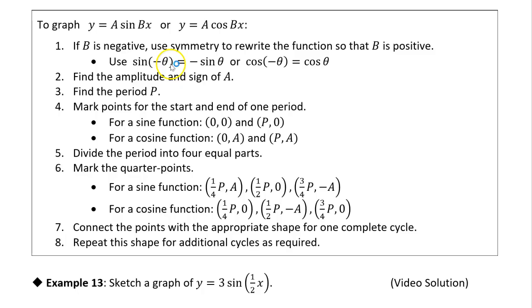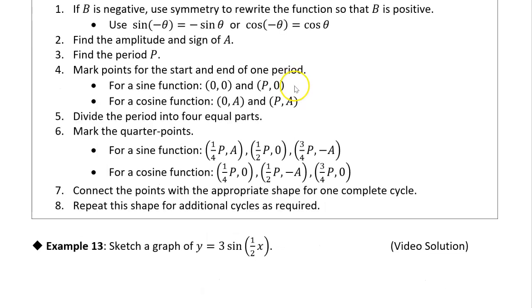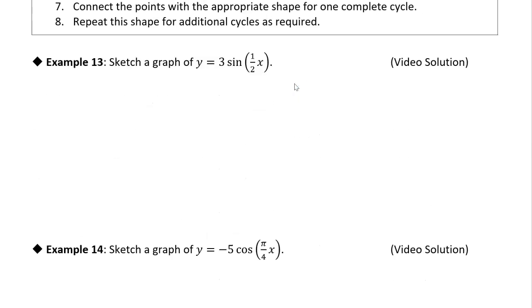Sine has odd symmetry, cosine has an even symmetry, so we can always get rid of the negative if b is negative. All right. So the next thing it says to do is find the amplitude and find the period. Okay, let's just do that. Let's find the amplitude. Now the amplitude, the a, when we write this down here, a is equal to 3, right? So that is the amplitude. The amplitude is equal to 3.